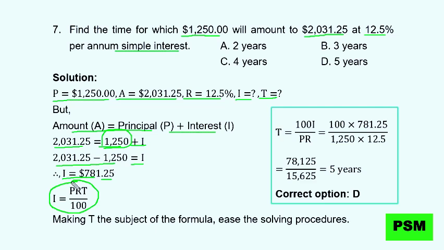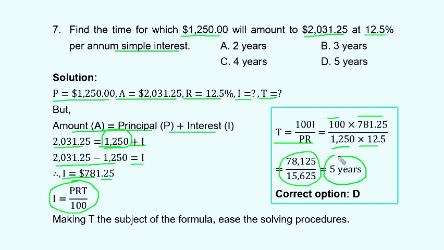We have to recall the simple interest formula in order to find time. Then, if you make time the subject of the formula, you have this new formula. Therefore, you have 100 times interest over principal times rate. When you simplify the numerator and denominator, you have this result. After division, the time is equal to 5 years. The correct option is D.